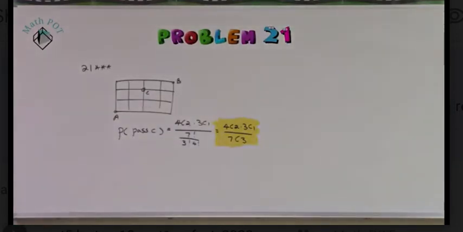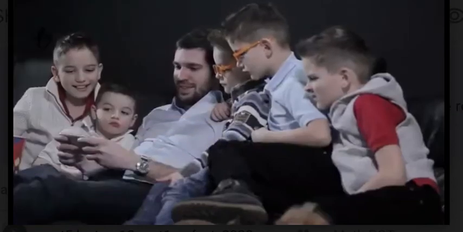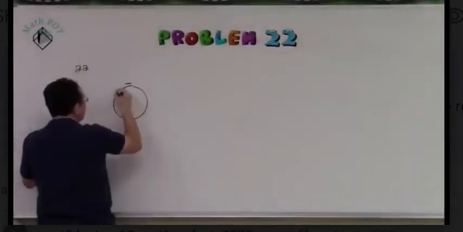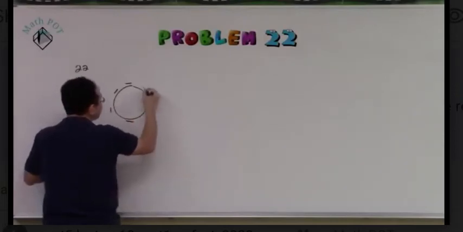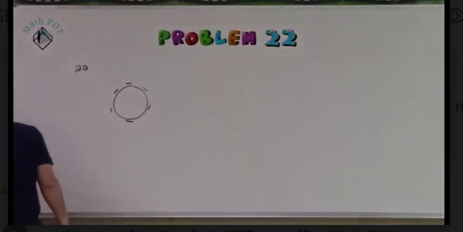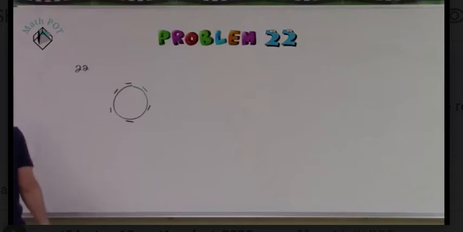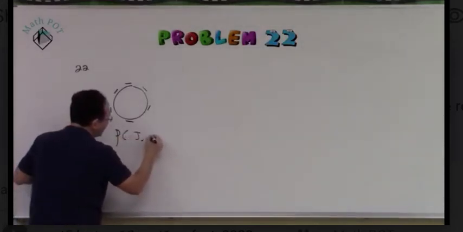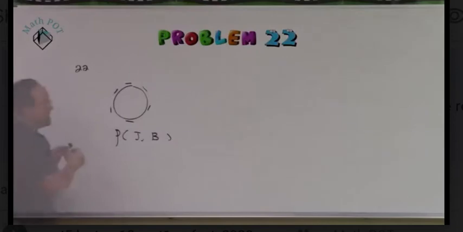So make sure you understand. So we have 1, 2, 3, 4, 5, 6 people. So imagine we have 6 people. They say it's at random, in a circular permutation fashion. What is the probability that Jeremy and Benjamin are seated next to each other?